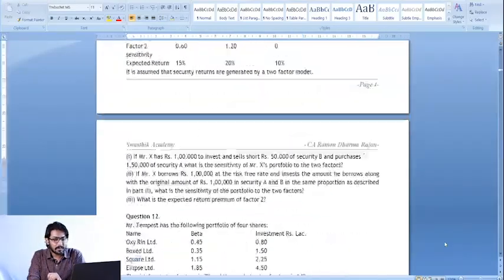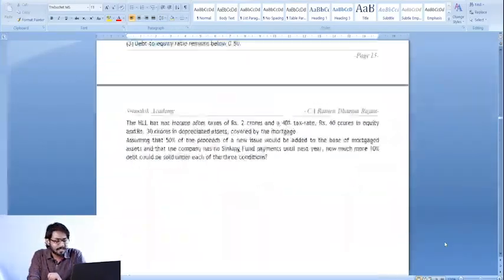We are going to do question number 14 of IFM, which is currency futures.